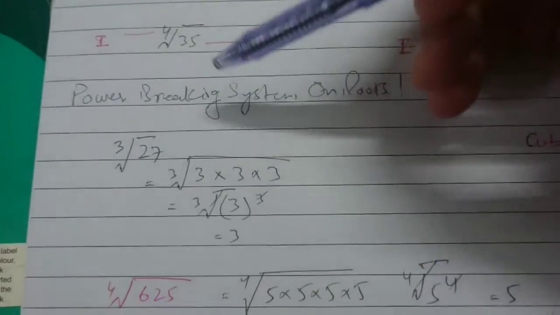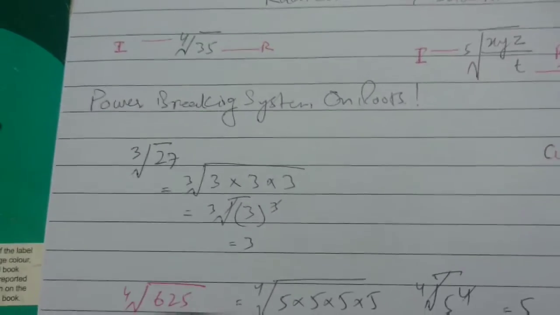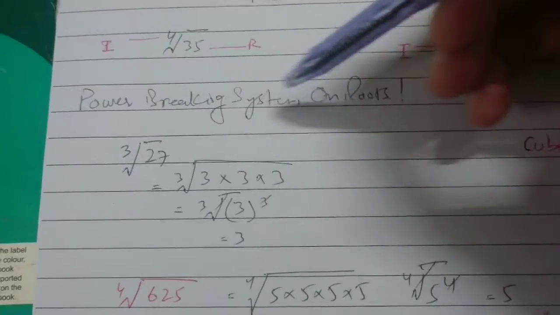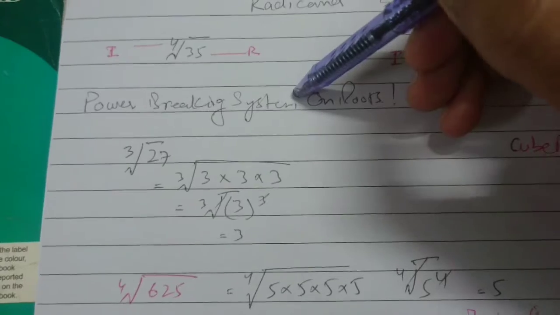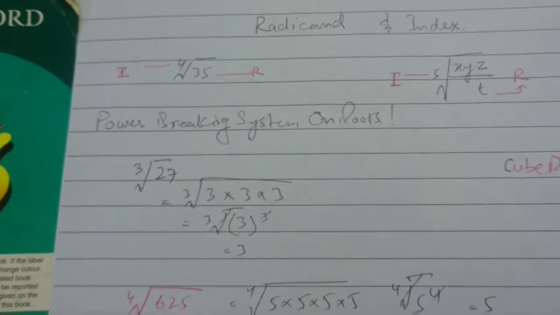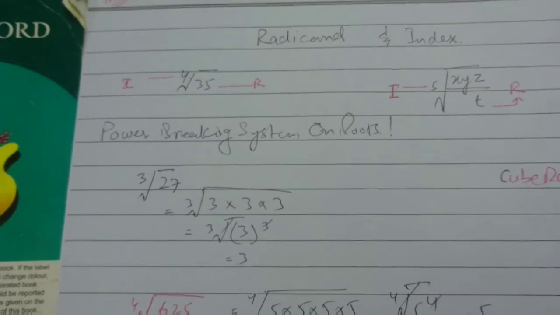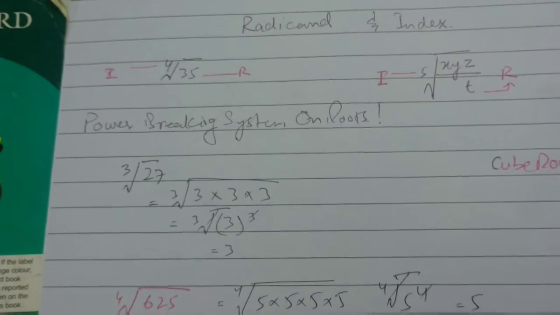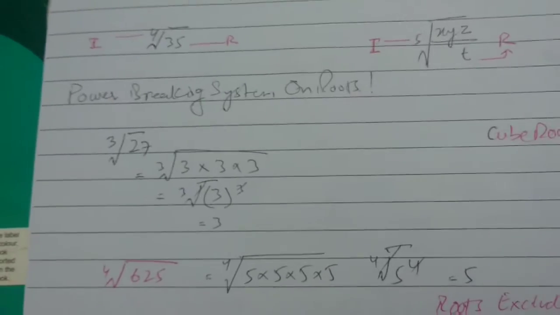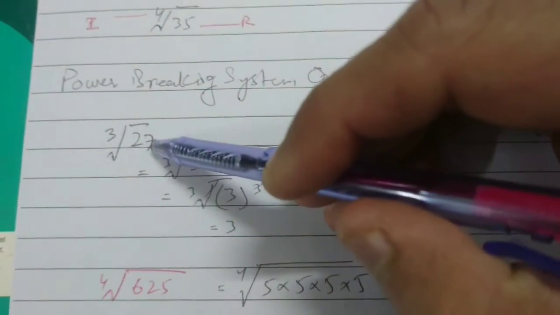I call it the power breaking system on roots. On roots, we are using the power breaking system. How can I make my number simplify easily, until I cannot do it any more, and get my root out of that number? I want to simplify the number, so it becomes like evaluate or simplify. You have the cube root of 27.